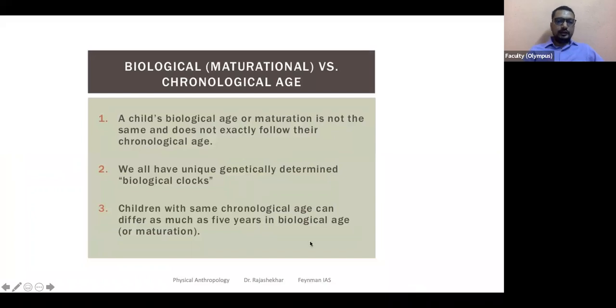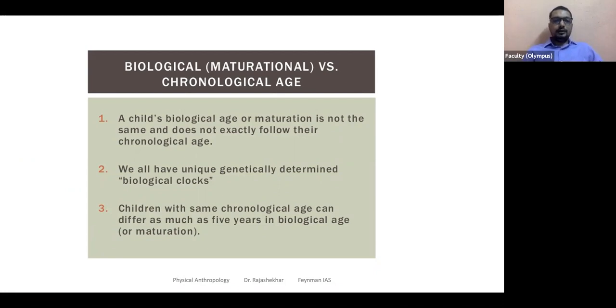So we already talked about these aspects. A child's biological age or maturation is not the same as and does not exactly follow the chronological age. There may or may not be a correlation between your chronological age and biological age. I was already telling you, you may be 25 years old, but your body may be behaving as a 35-year-old or maybe as a 20-year-old. Both ways it is possible.